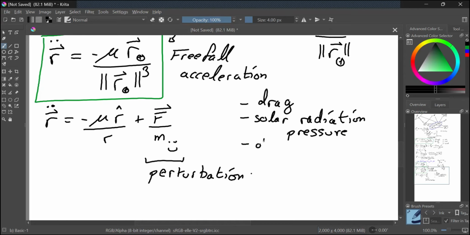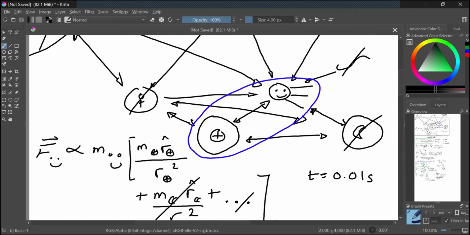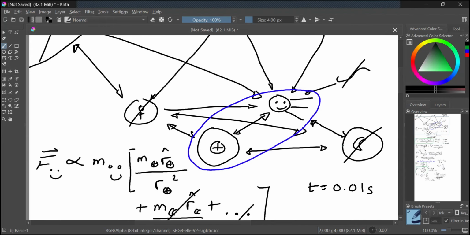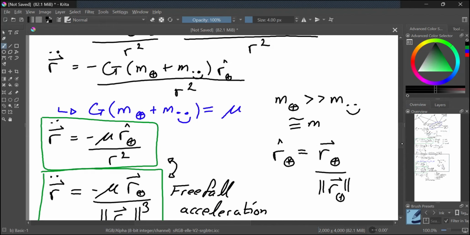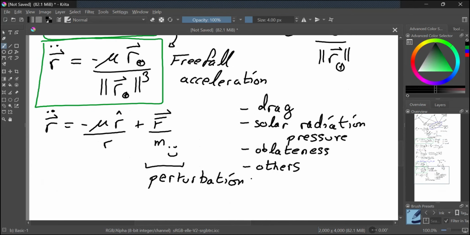And then there's oblateness. So the Earth isn't a perfect sphere because it is rotating. It is ever so slightly squished. So that can also affect how an orbit looks. And then there are other things to take into account. Like, I don't know, maybe we're in a high enough orbit that maybe we should start taking into consideration the moon. There's a whole bunch of other reasons to have this term here.